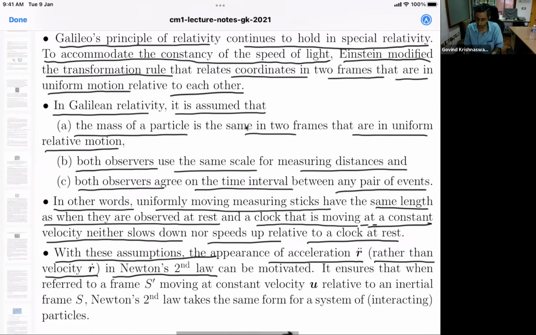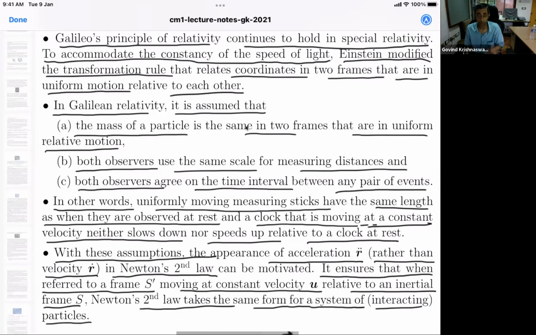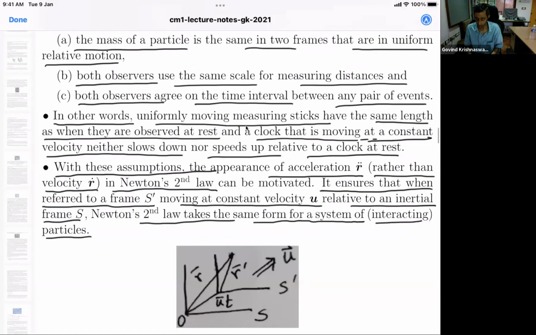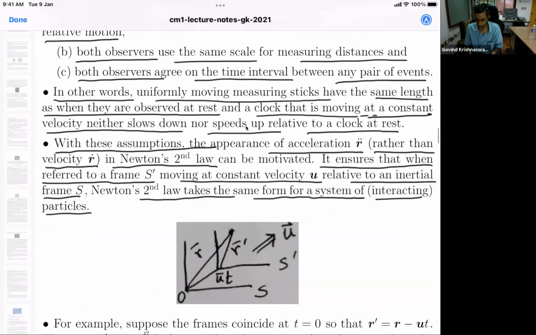It ensures that when referred to a frame S prime moving at constant velocity u relative to an inertial frame S, Newton's law takes exactly the same form for a system of particles which may be interacting with each other. So let me give some examples to clarify this. So here is our frame S.